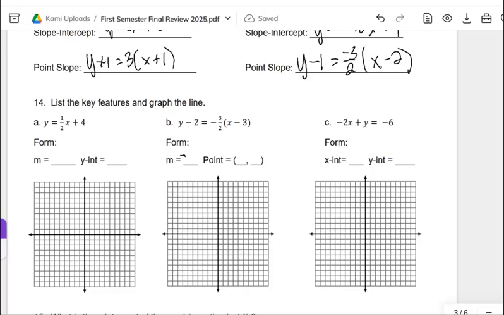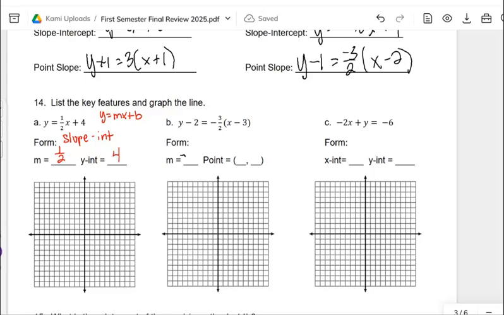Okay, so this is the fall semester Algebra 1 final review, starting with number 14. It says list the key features and graph the line. So I have y equals 1/2 x plus 4. This is slope intercept. Just remember it's y equals mx plus b. My slope is 1/2 and my y-intercept is 4.